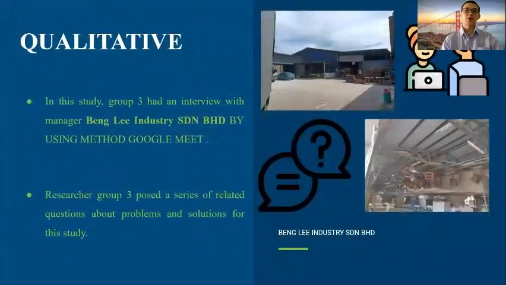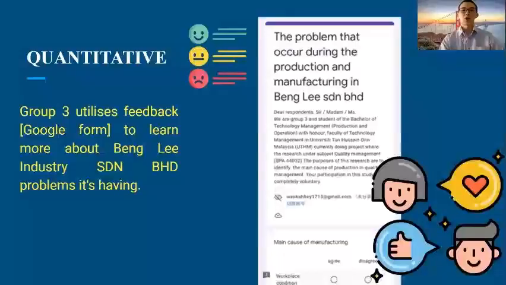In the qualitative part, our Group 3 had an interview with the manager of Bentley Industri Sendirian Berhad using Google Meet. Research Group 3 posed a series of related questions about the problem and solution for this study. On the other hand, in the quantitative part, our Group 3 utilized a feedback Google Form to learn more about the problems Bentley Industri Sendirian Berhad is having.